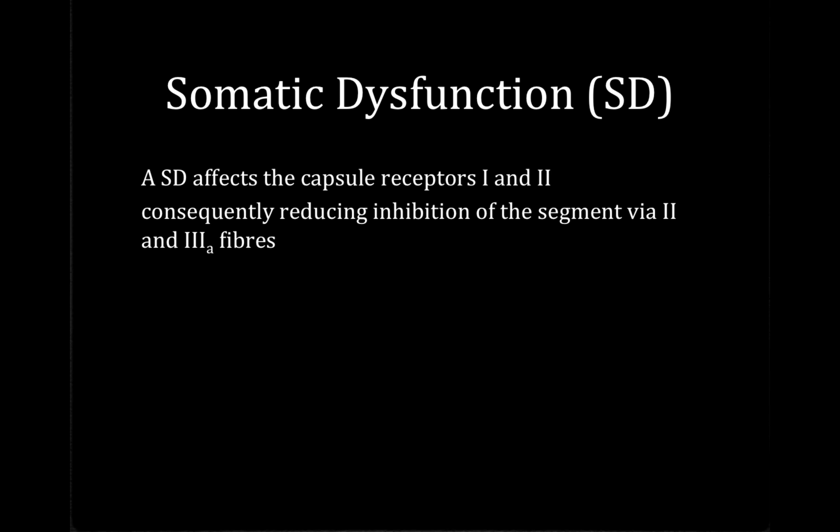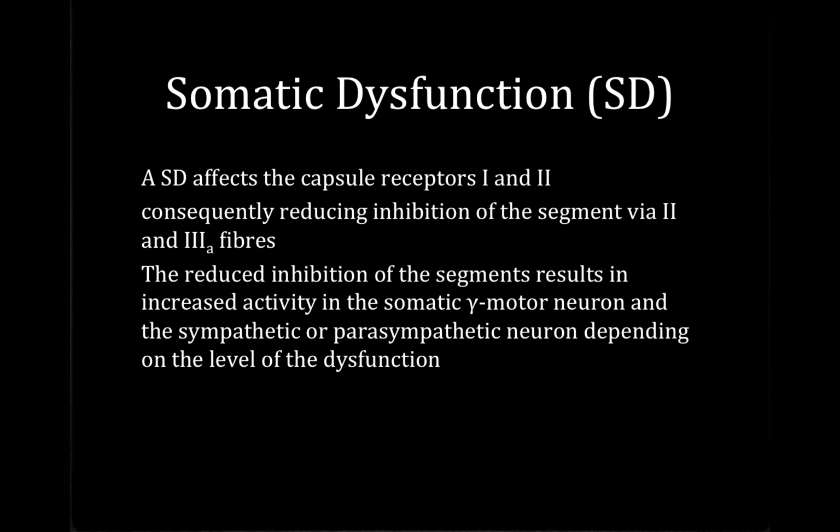A somatic dysfunction affects the capsule receptors 1 and 2. This consequently reduces the inhibition of the segment by the 2 and 3A fibers. This reduced inhibition of the segment results in an increased activity of the somatic motor gamma neuron and the sympathetic or parasympathetic neuron, depending on the level of the somatic dysfunction.